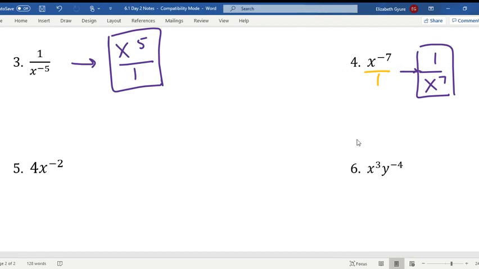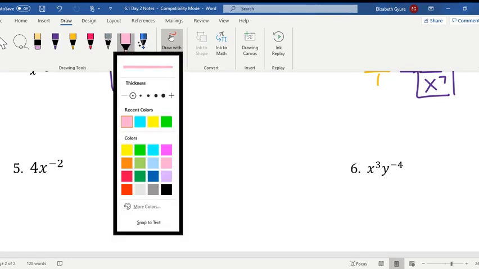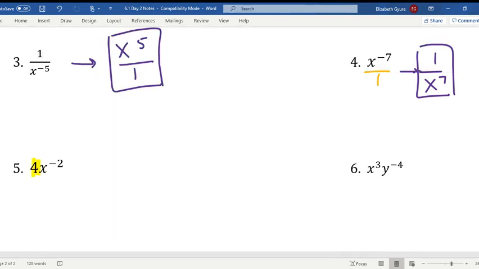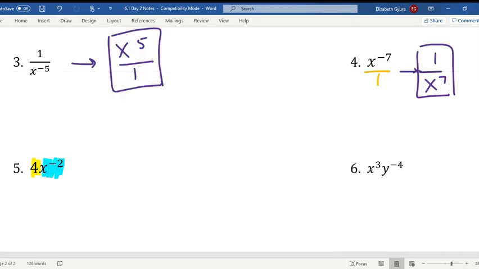Now, if you take a look at number 5 and 6, what's a little different about number 5? There's a 4 with it, right? So there's a few different things going on. Now, remember, if you have a whole number like that, it's its own thing, right? Numbers go with numbers, x's go with x's, y's go with y's. So in this situation, you have this 4 here, and it's just a regular old 4. And then you have this x to the negative second.